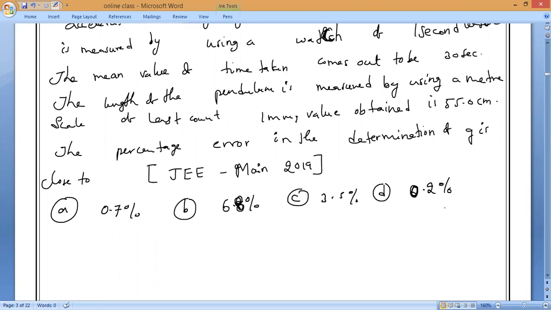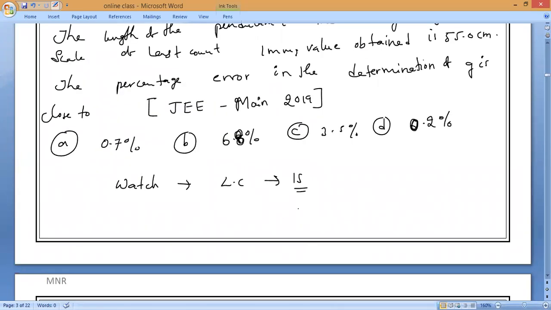Respond. Now, first let me take the watch. Read the question. What is the least count of the watch? Everybody? Least count of the watch is how much? 1 second. Then time taken to complete 20 oscillations, how much? Time taken for 20 oscillations, how much?